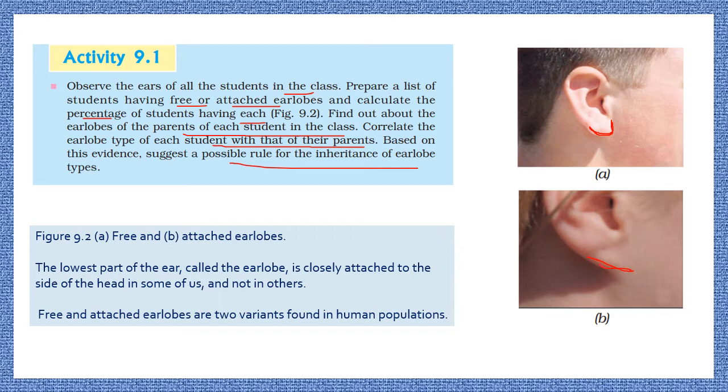This lowest part of the ear is called the earlobe. In some of us, in some of your friends or human beings, it is attached, but in some it is not. So these are two variants that are found in human populations. In these terms, human beings vary from each other. All human beings have ears and everybody has two ears, but the structure of the ear is different from person to person. So this is one example of a variant that is found in the human population. Fine.